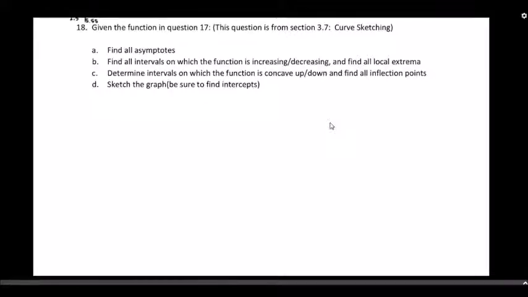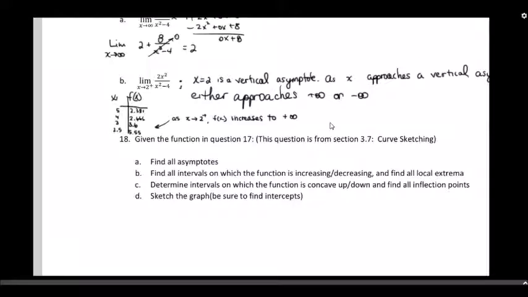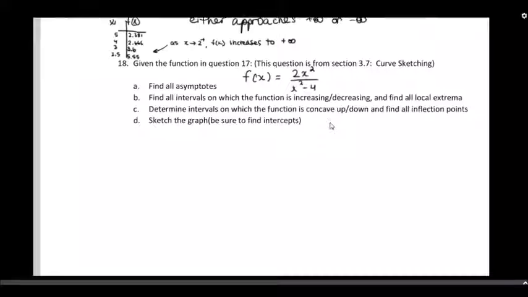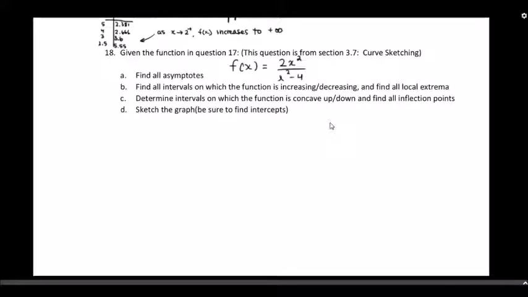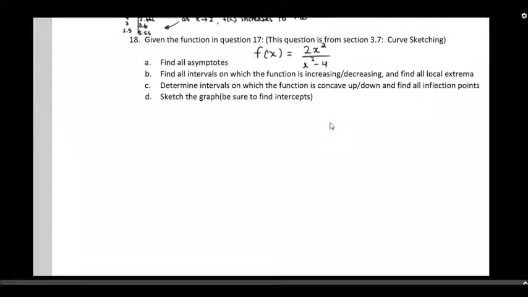Okay, question 18 refers back to the function in question 17. So f of x equals 2x squared over x squared minus 4. That's the function that we're ultimately going to be taking derivatives of, graphing, all that fun stuff. So for part A, we need all the asymptotes.